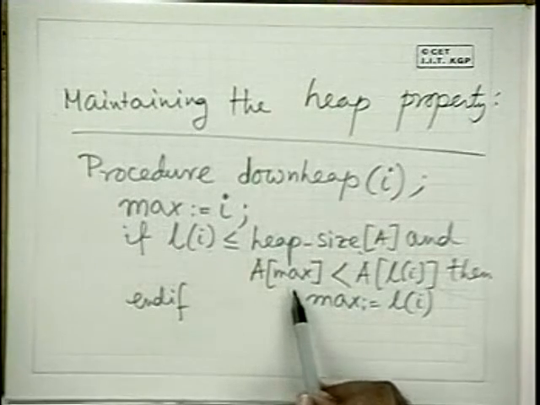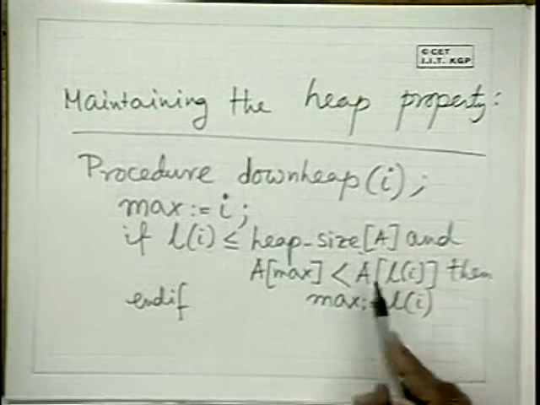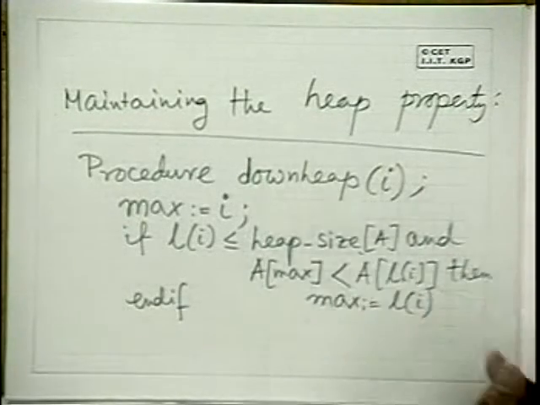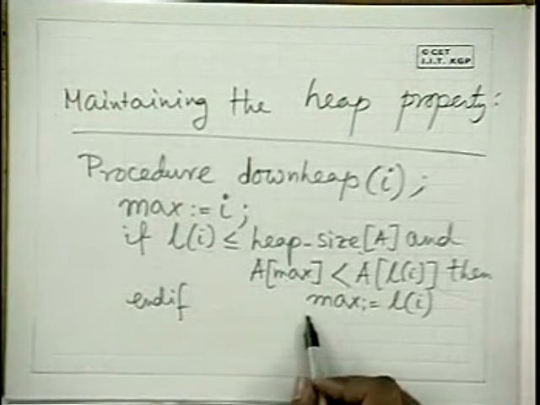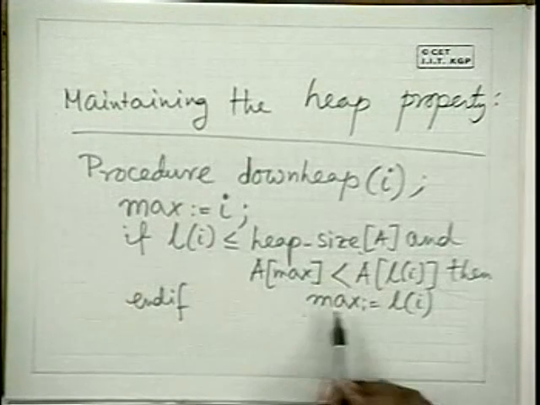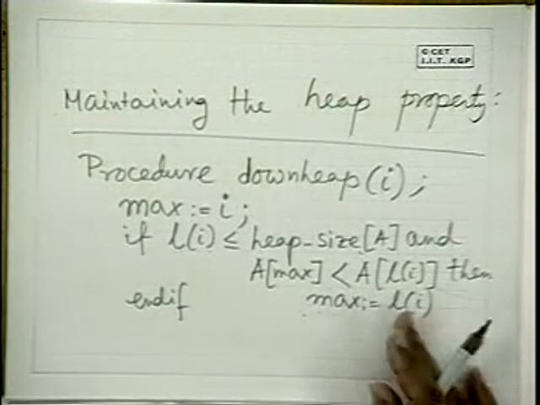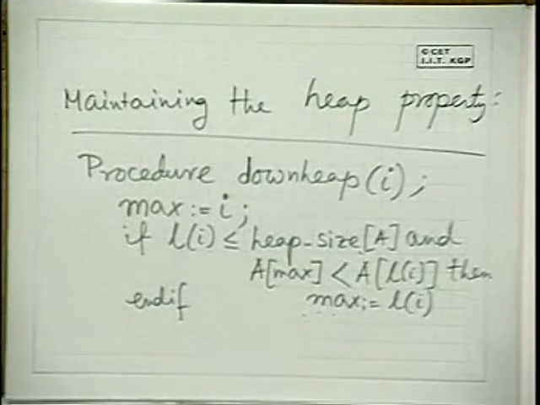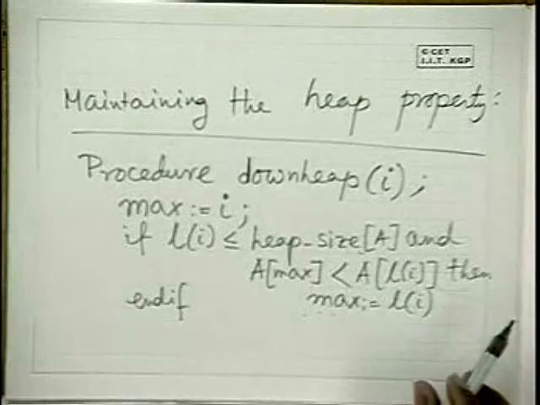And if A of max, the current element, is less than A of Li, then we should exchange Li and A of max. We are not actually exchanging yet. We are just keeping it in the variable max as Li. We may exchange later, because I have to check with Ri also. Whichever is higher, we will exchange with that one. That's why we are just keeping it here.